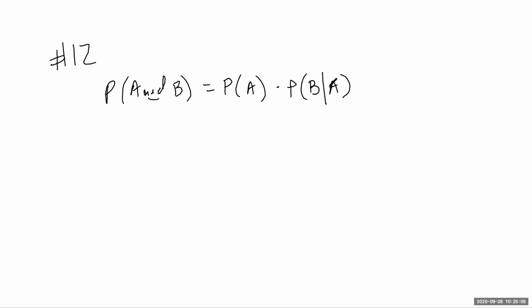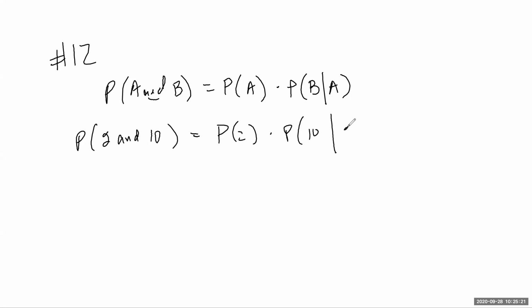We want to know the first card is a 2 and the second card is a 10. So the probability of drawing a 2 and then a 10. That's going to be the probability of drawing a 2 times the probability of drawing a 10, given that a 2 was already taken out of the deck. So the probability of drawing a 2, we know the event drawing a 2, there are 4 outcomes in that event.